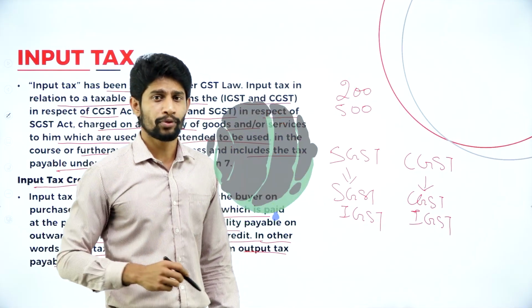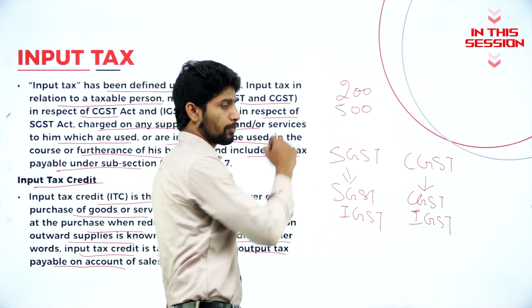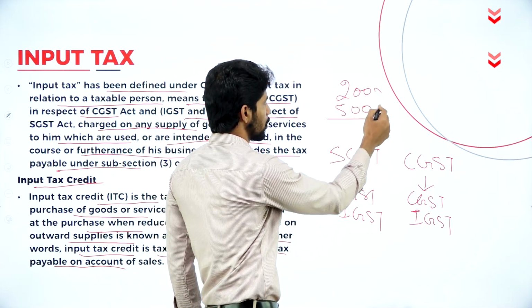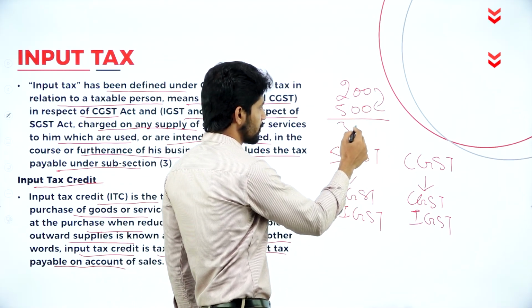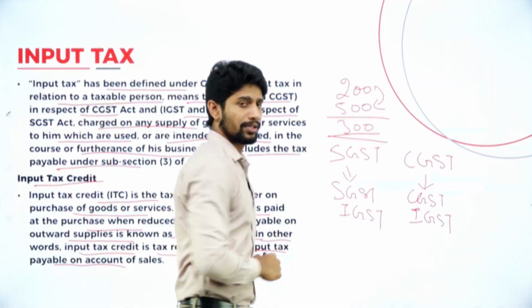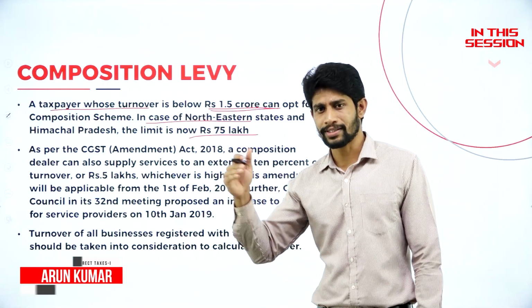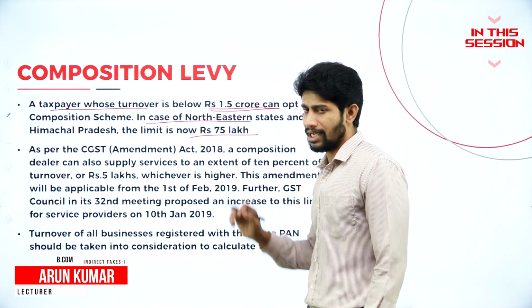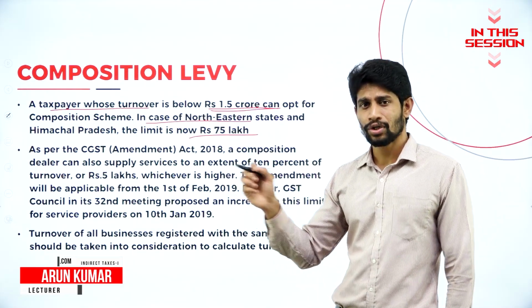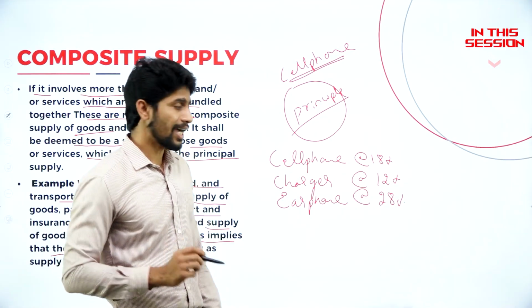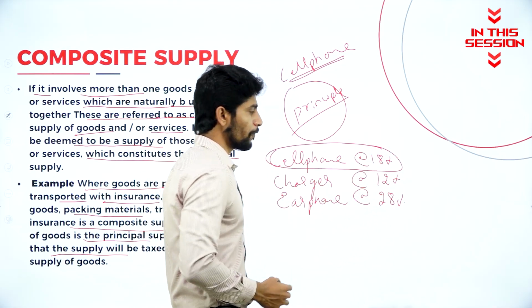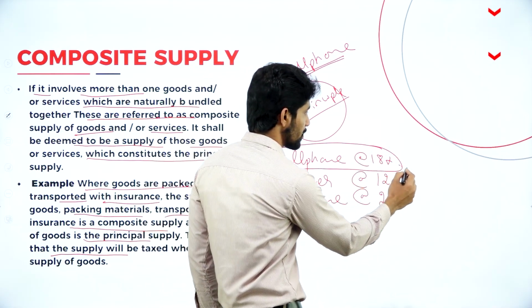You already paid the input tax 200, but now you are supposed to pay 500 rupees of output tax. So what you will do, you are going to set off this 200 against 500, you will be paying only 300 rupees. For other states, the turnover should be less than 1.5 crore. For northeast states, it is less than 75 lakh to opt composition levy. We will be considering the tax applicable on cell phone because cell phone will be considered as principal supply.